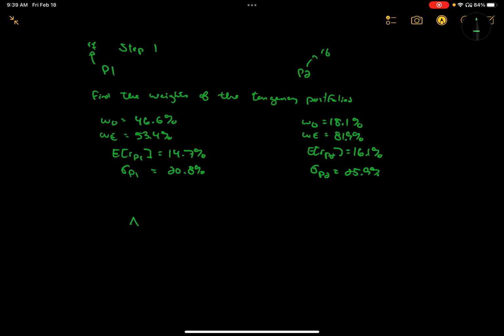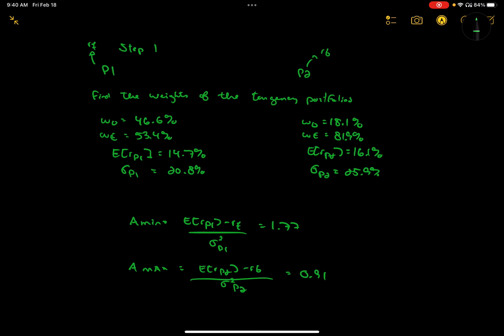So A-min is equal to expected return of P1 minus RF over sigma squared P1, and we find 1.77. And A-max, we find 0.91.